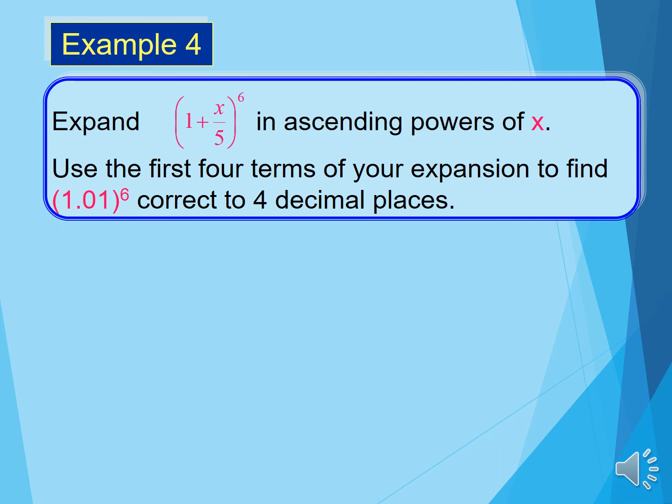Example 4. Expand (1 + x/5)^6 in ascending powers of x. Use the first 4 terms of the expansion to find 1.01^6 correct to 4 decimal places.